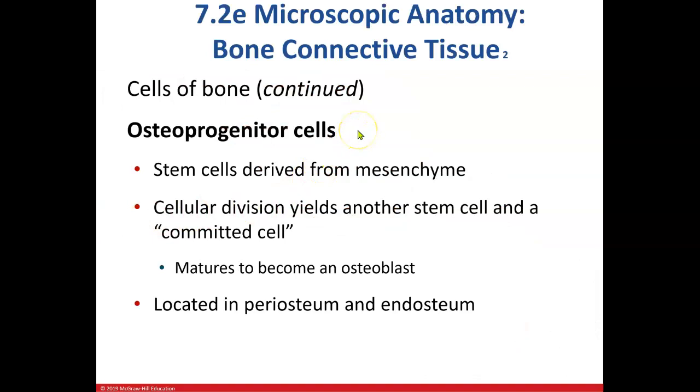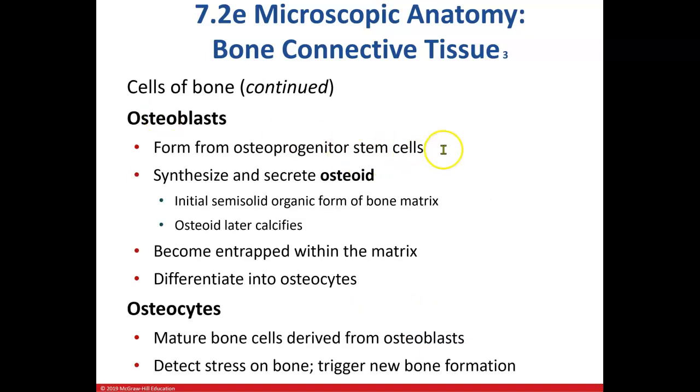So here are osteoprogenitor cells derived from mesenchyme. They are going to mature to become an osteoblast, and we find these cells in the periosteum surrounding bone and the endosteum lining the surfaces inside the bone. Our osteoblasts come from those progenitor cells, and they are going to secrete the bony matrix. We're going to call this bony matrix osteoid, and we'll look at osteoid here in a moment, but that is the organic living part of the bony matrix.